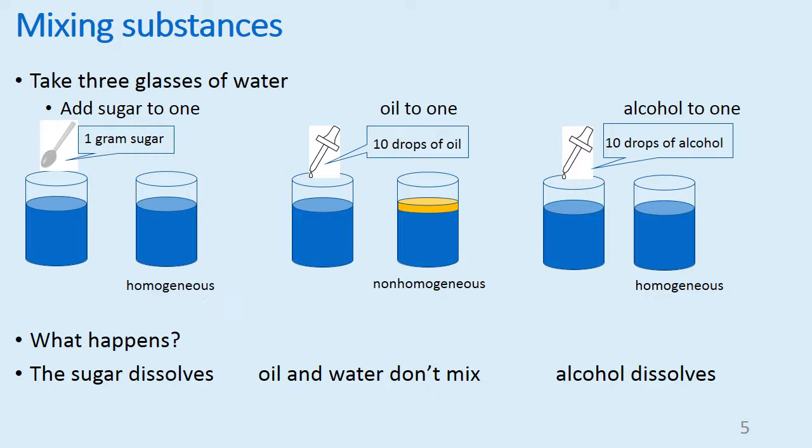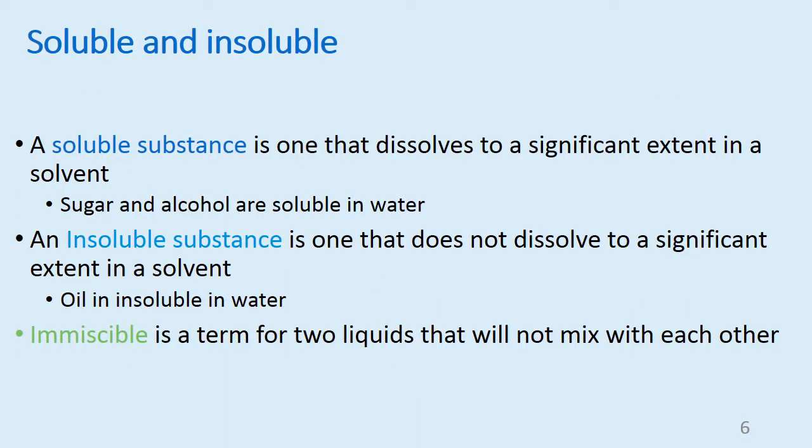The sugar dissolves. If you add oil to some water, as you're probably aware, oil and water don't mix, and so basically you'll end up with a layer of oil on top of the water. So that's a non-homogeneous solution. What if we add alcohol to one of the glasses? We'll add 10 drops of alcohol, and the alcohol will dissolve, and so we have, again, a homogeneous solution.